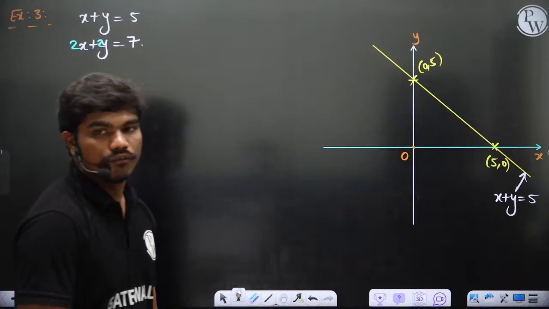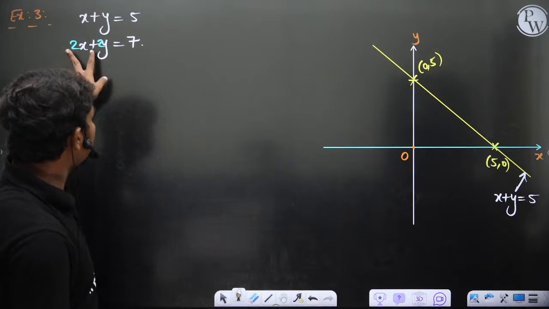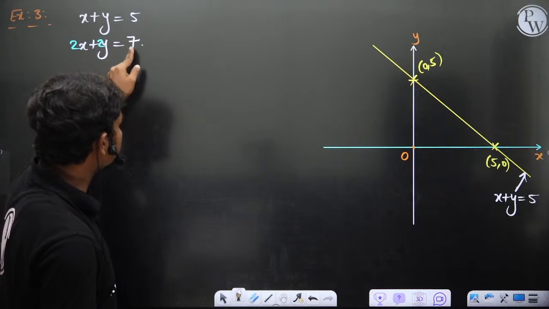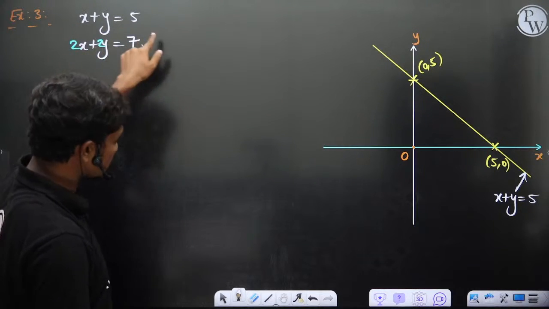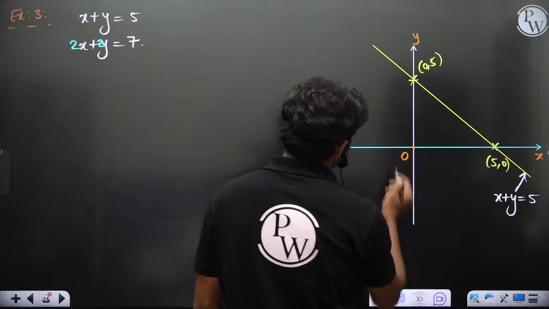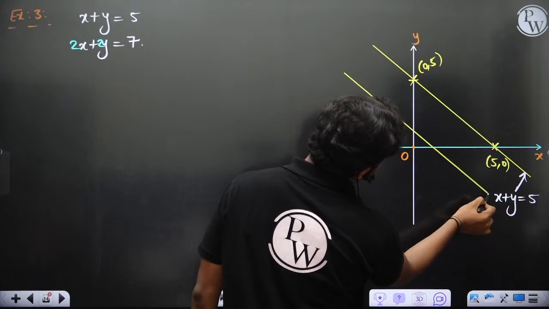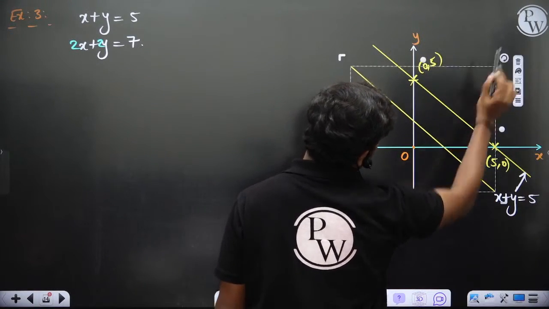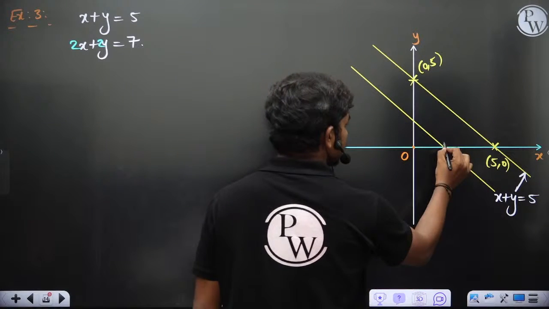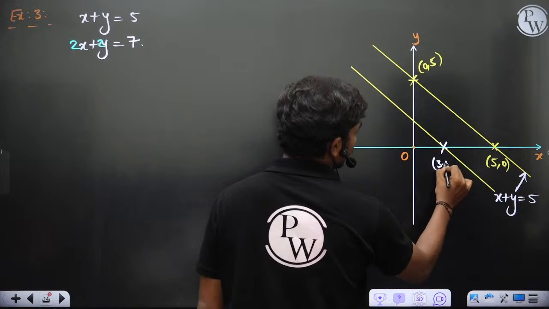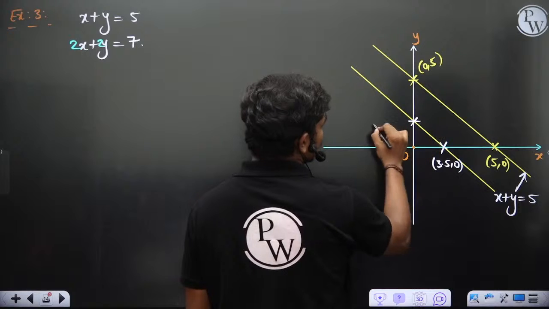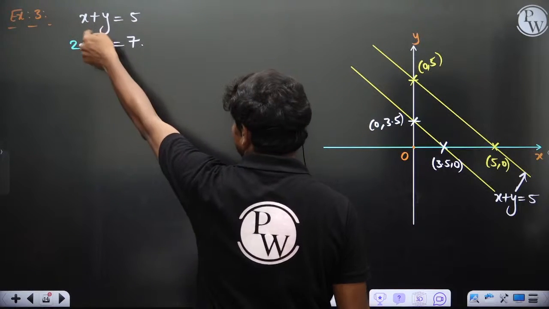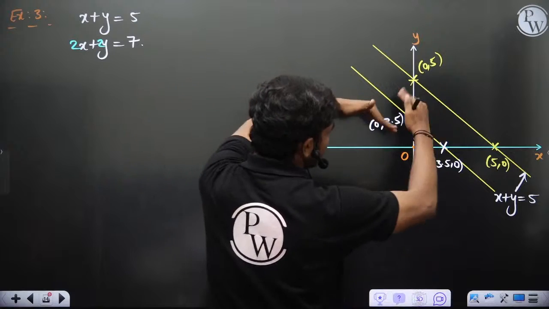Now let's see one more thing. If you try to plot this, if you put y equal to 0, x equal to 7 by 2, 3.5, and if you put x equal to 0, y is also 3.5. So which means you can have a parallel line like this. You'll almost have a parallel line in such a way. This point is 3.5, 0, and this is also 0, 3.5. And clearly if you check the slopes, the slope here is -1, the slope here is also -1. That means these two lines are parallel.